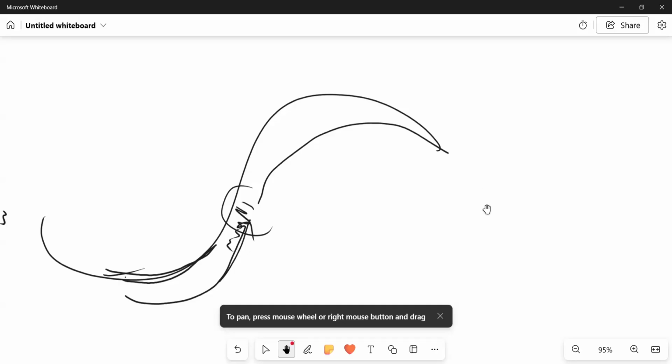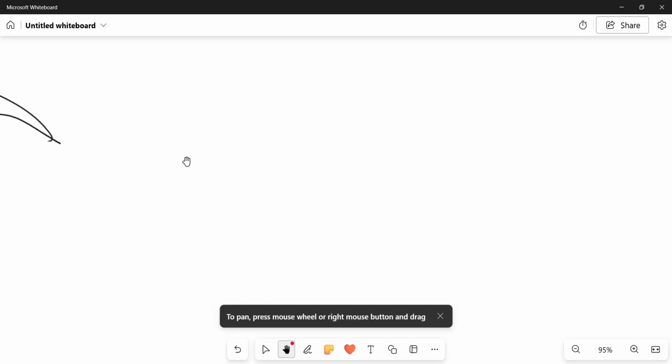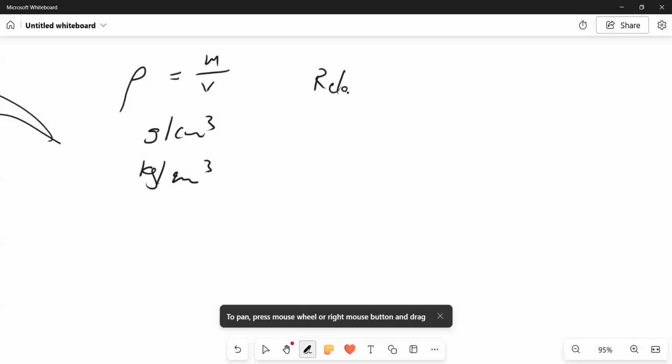Okay, back to our density situation. Good. So we said that density is equal to mass over volume. The units are either grams per cm cubed or kilograms per meter cubed. There's a related quantity called relative density.